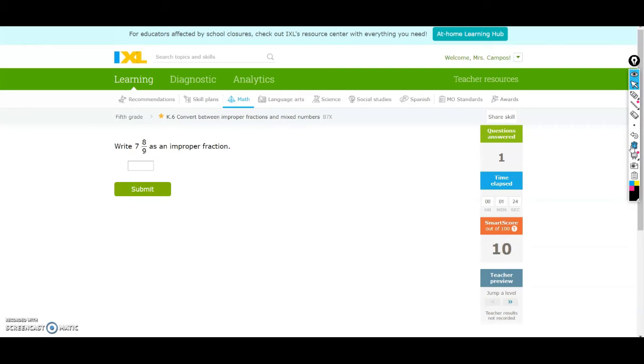All right, next, we are going to write 7 and 8 ninths as an improper fraction. So we start writing the number 7 and 8 ninths. Now, what we do is we take the denominator times the whole number. So 7 times 9 is 63, and I'm going to add that to the 8.